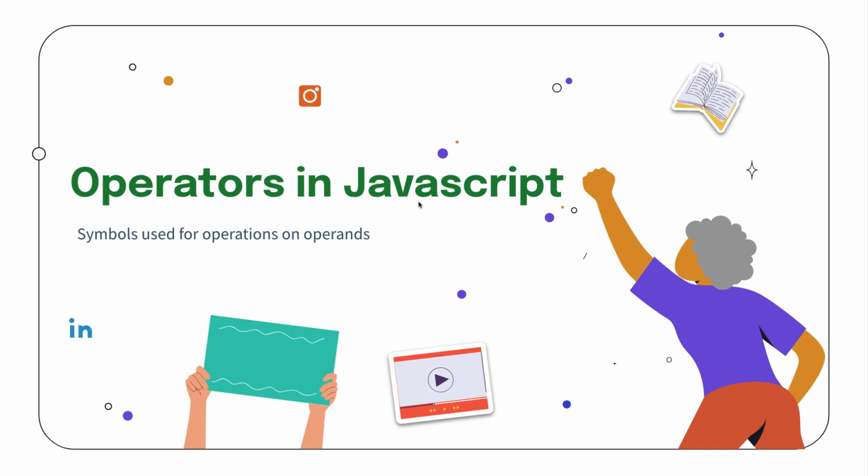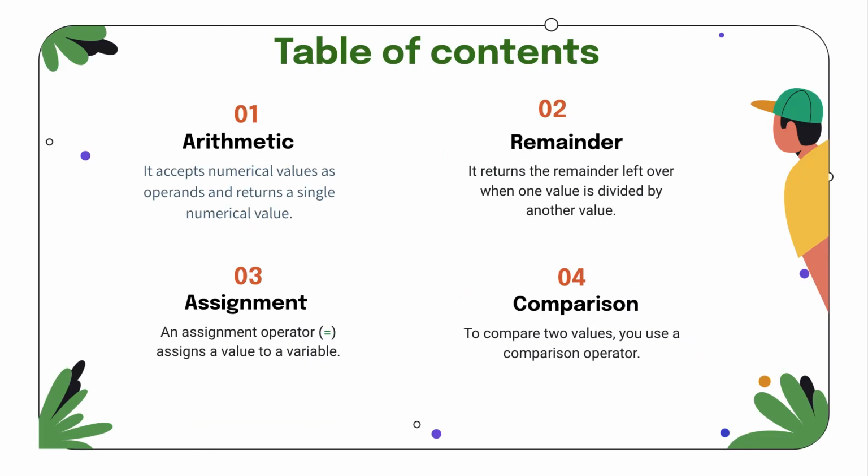So operators in JavaScript. Operators, basically, are symbols, like you can see a plus symbol, minus symbol. These are all operators which operate on the operands, like on two values or two variables, basically to perform some operations. That is basically operators. So we have multiple operators.